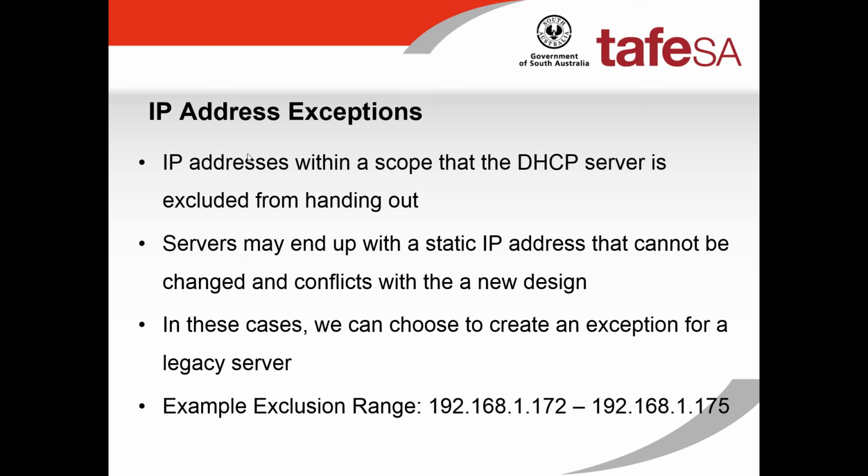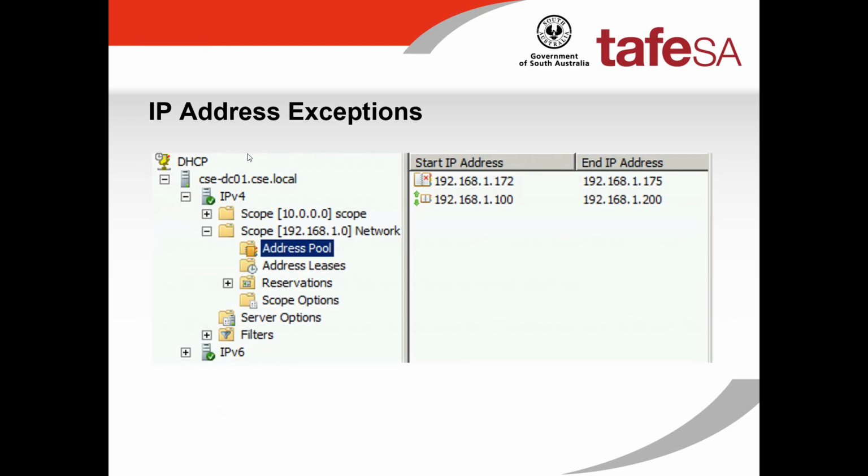It is always best practice, however, to avoid using exceptions wherever possible. In an ideal world, you would always create your scopes to avoid static IP ranges, but the option is available for those situations where it's completely unavoidable. This means that the DHCP server will never allocate the IP address from an exclusion range, and the server can be safely configured statically with these IP addresses.